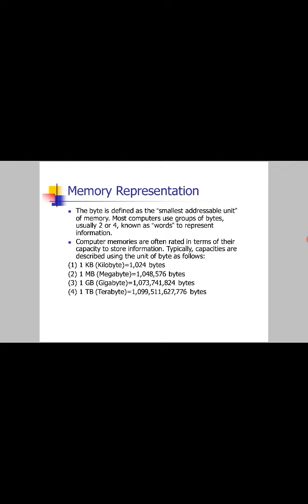So generally, computer memories are represented using bits and bytes. Bit means binary digit, nothing but a binary digit, represented by a 0 and 1. Why 0 and 1? Because computers can understand only binary language or machine language. A combination of zeros and ones is called a binary language.